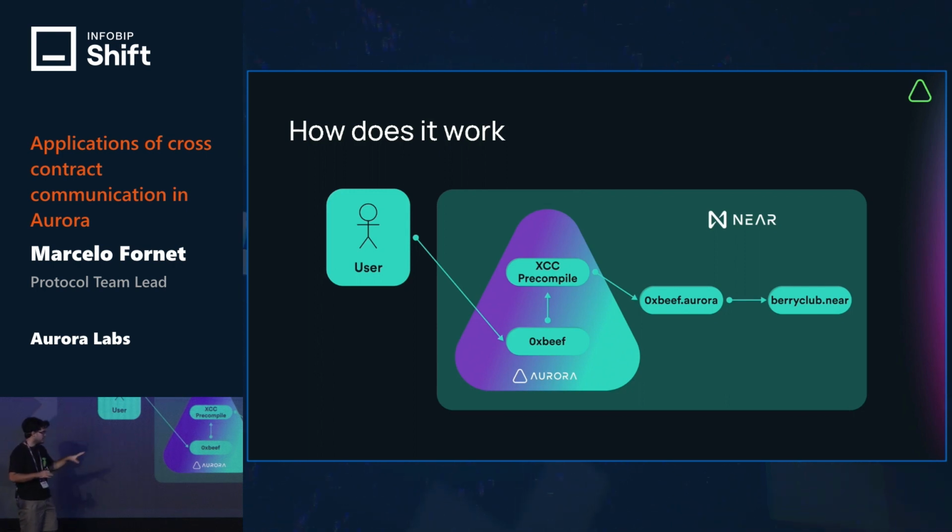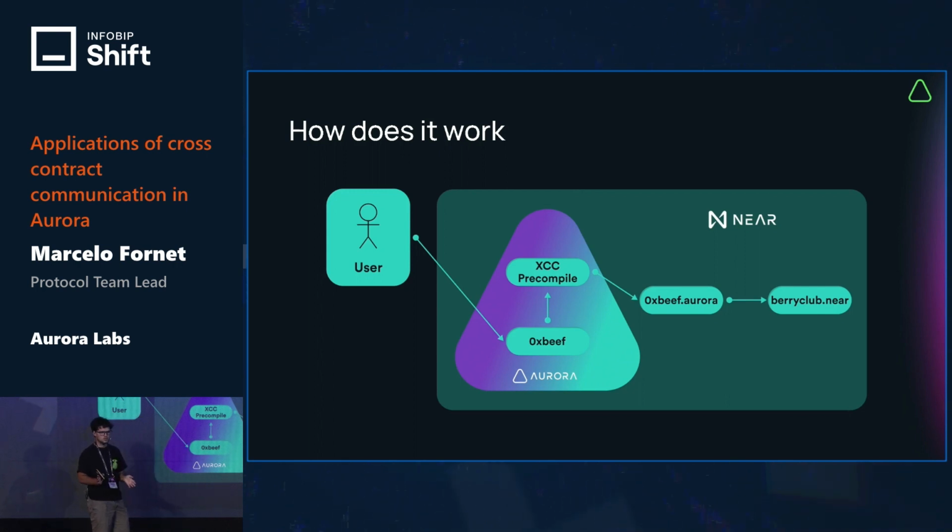Notice that 0xBEEF is potentially a smart contract on Aurora that's coded in Solidity. It calls this precompile, and then the engine, that's how we call the Aurora contract, will be able to oversee all calls to this precompile, and it will schedule the relevant cross-contract calls. In this particular case, the first thing the Aurora contract will do is create 0xBEEF.aurora on NEAR. It will create this account, and this will work sort of as a factory, in the sense that Aurora will be creating one of these accounts per Aurora address.